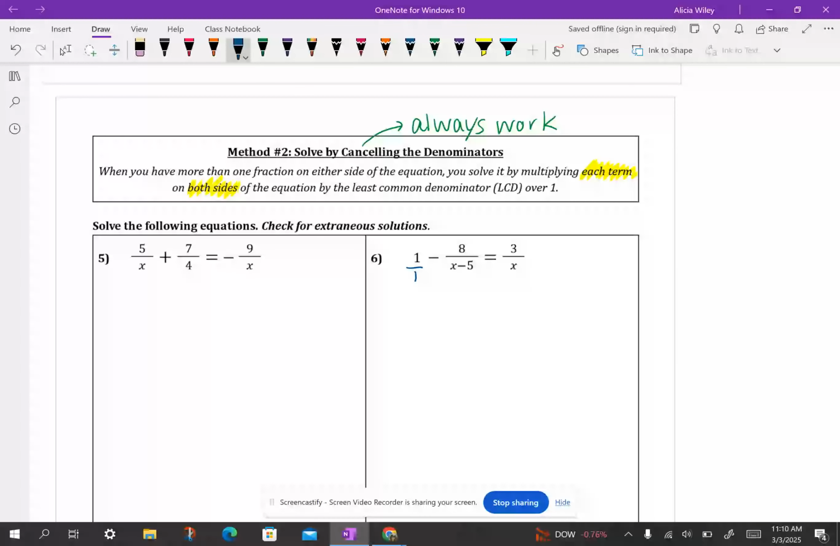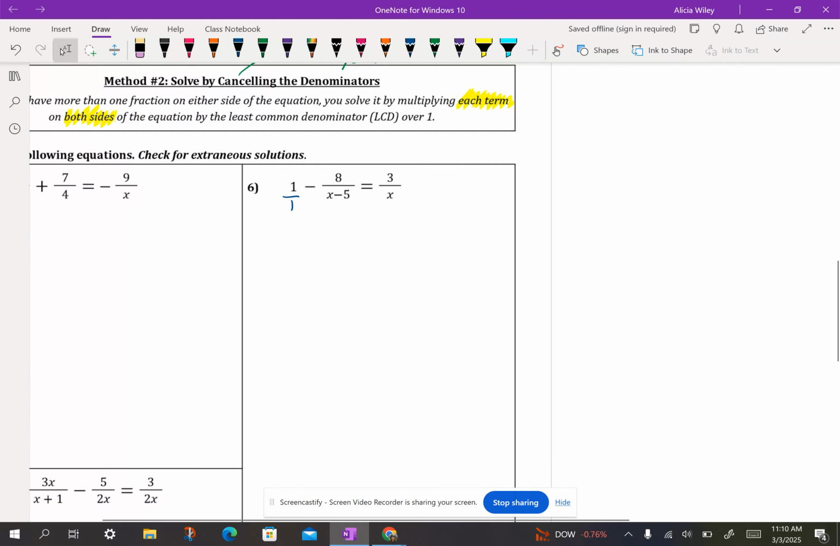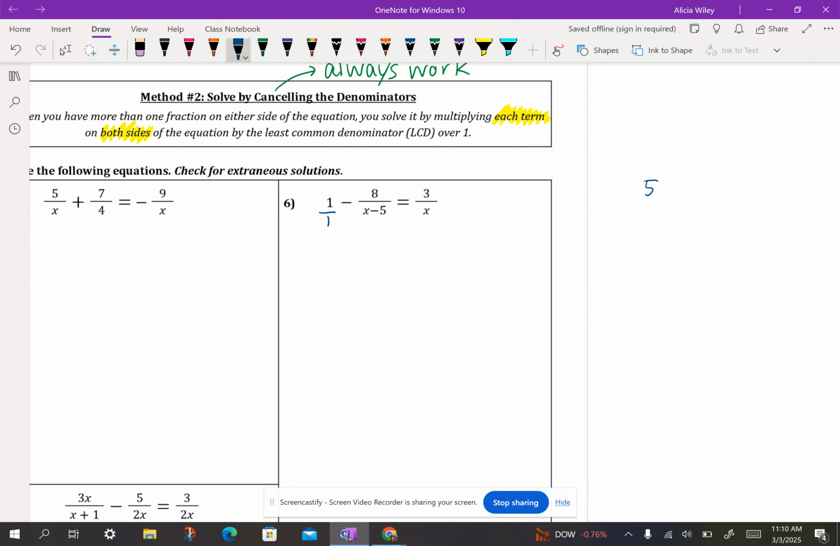Now, here you have to be able to find your common denominator. Now, you're looking at a common denominator of all fractions on both sides. So it's not just the common denominator of the side with the 2 fractions. I need the common denominator of all fractions. So imagine I gave you these 3 fractions. Now, you don't need to write this down. Imagine I gave you 5 over x, 7 over 4, and -9 over x. What would be their common denominator?